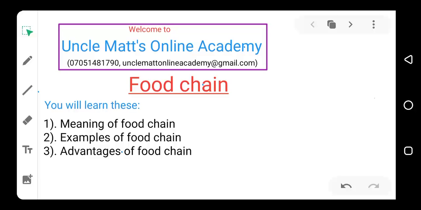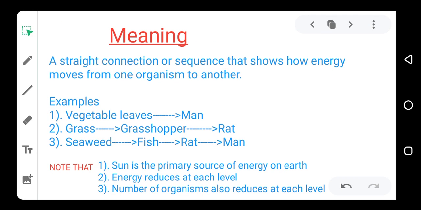In today's lesson, we want to look at food chain. So we are going to learn the meaning of food chain, and we learn examples of food chain and advantages of food chain. Food chain talks about the connection that organisms have for distributing energy or food.